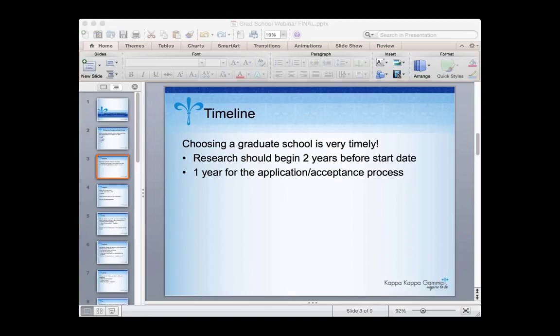Communication from your program really should be consistent and efficient. Too much communication can be overbearing, especially during the recruiting phase. But too little can also be an indicator of the type of communication you'll get once you're in the program. And that's also personal preference. So maybe you are a person that would like 3 emails a day.